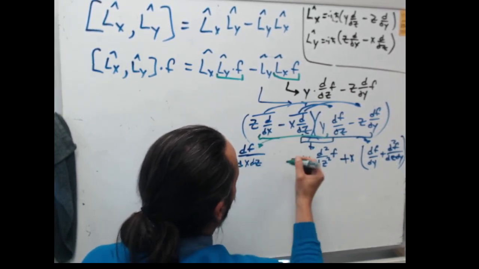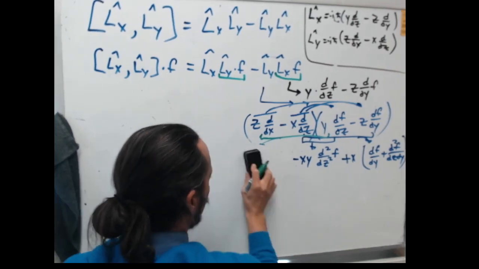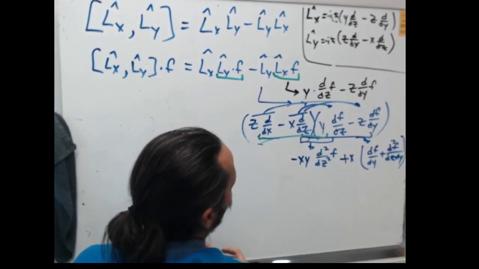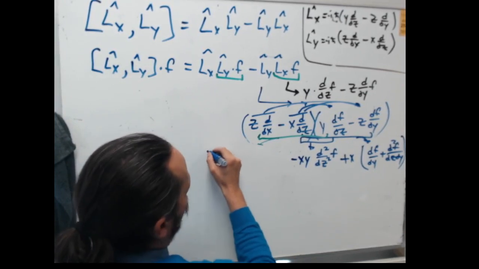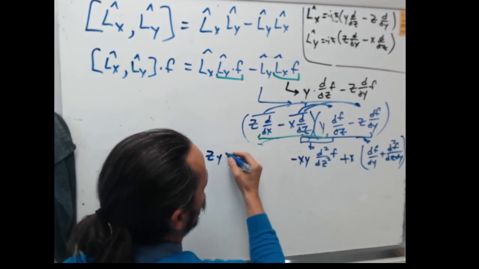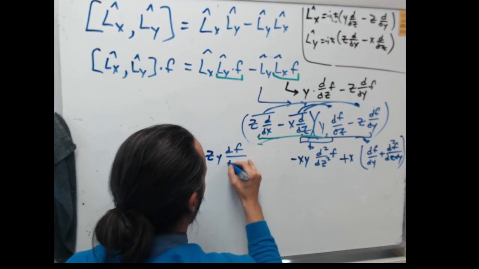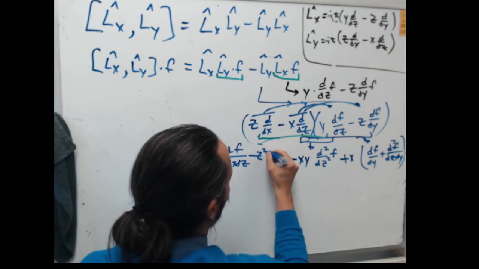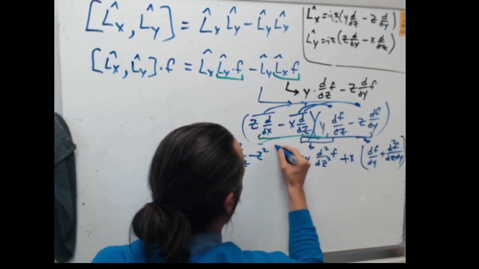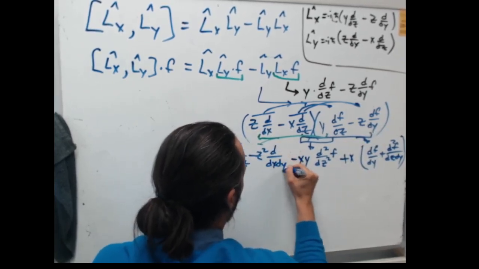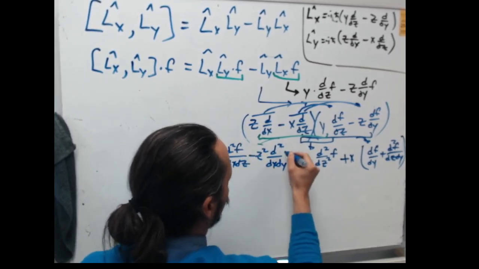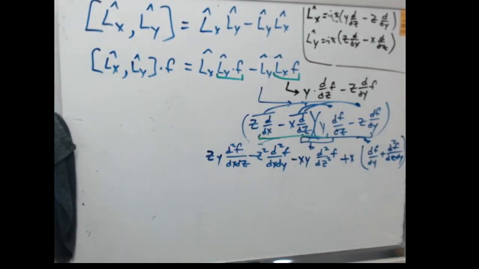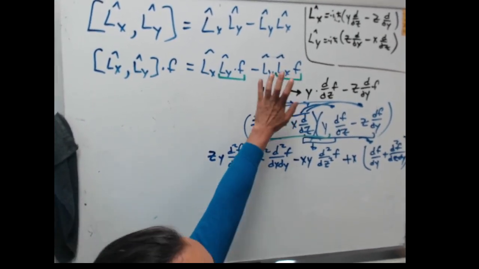And then I've got one more term. I can't even fit in there. Let me give myself a little bit more space. It's going to be, this was zy df dx dz minus z squared. Why isn't it d squared? Say again? Okay, never mind. You got it. Typo. I just caught it. That all was from this term.